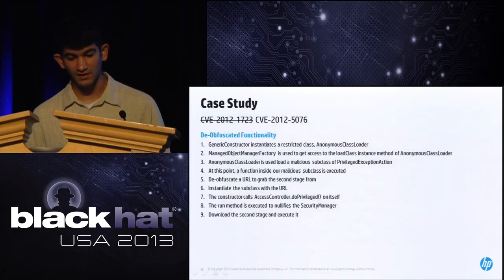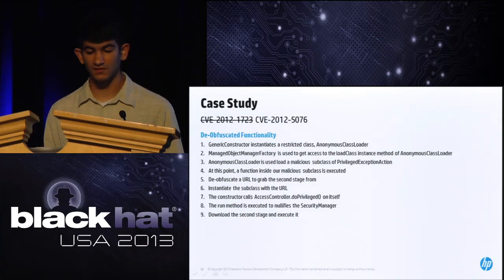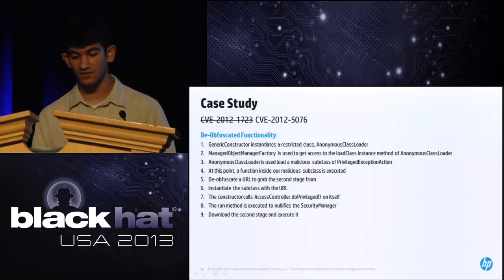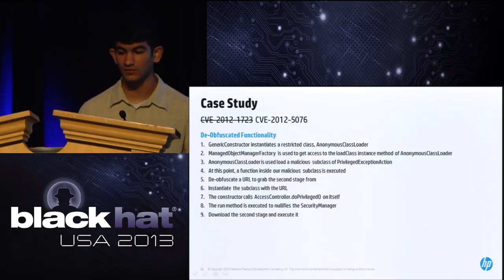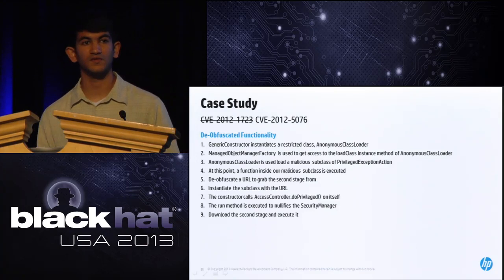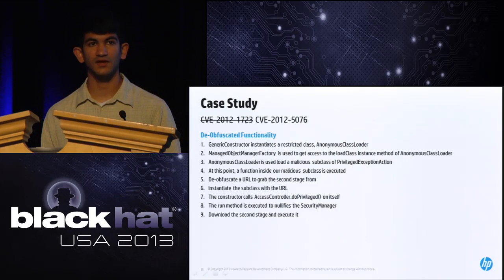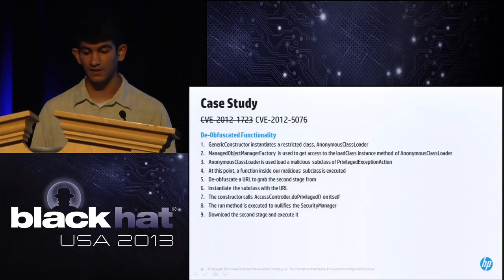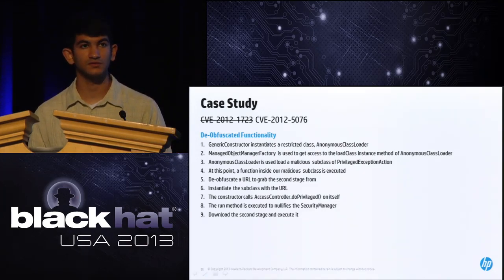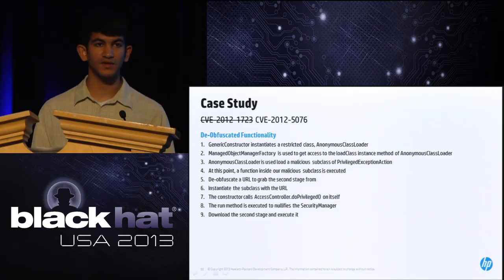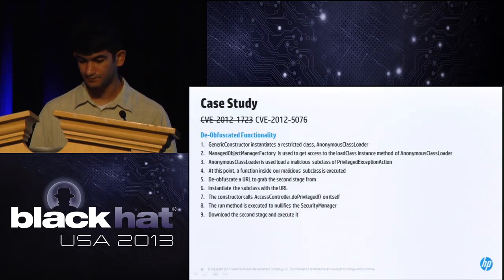So now that we've deobfuscated, we can see that it's actually very different from the CVE we thought it was. It's actually CVE-2012-5076, and we use generic constructor to instantiate a restricted class, in this case anonymous class loader. We then use managed object manager factory to get access to the loadClass protected method, and we then use that to load a malicious subclass of privilege exception action. Once we've done that, we nullify the security manager and grab our stage 2 and execute it.